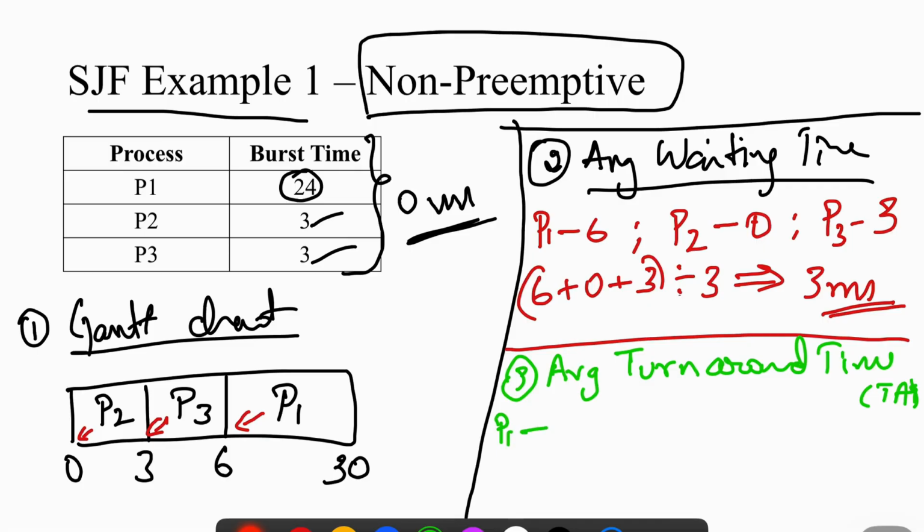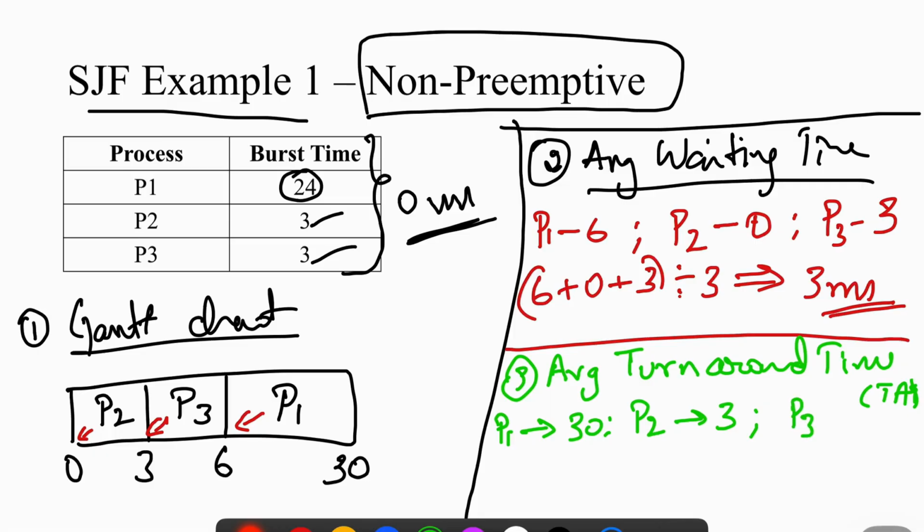So I'll take P1. P1, initially it was waiting here, then it completed here. So I have 30 as the waiting time, plus then the second one, I would not write plus here. Second one is P2. P2 is a total turnaround time is 0 plus 3, that is 3 milliseconds.